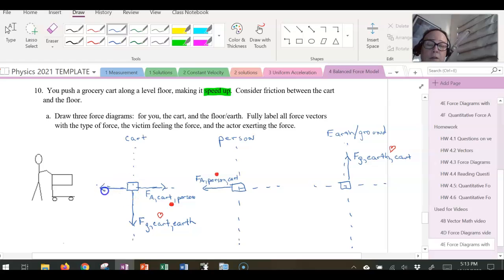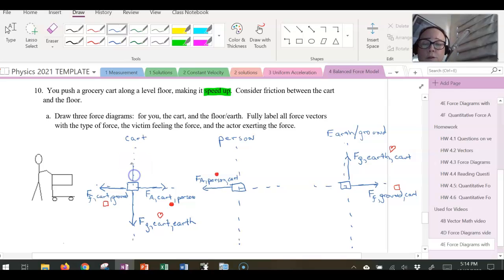There is a frictional force being applied on the cart by the ground. And any two objects that are rubbing against each other apply a frictional force on each other. And so similarly, there is a force of friction that's being applied to the ground by the cart. These two forces, they are the same amount of force, but they are in opposite directions. They are Newton's third law pairs.